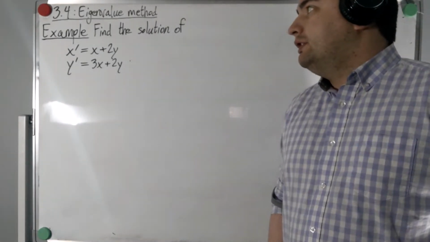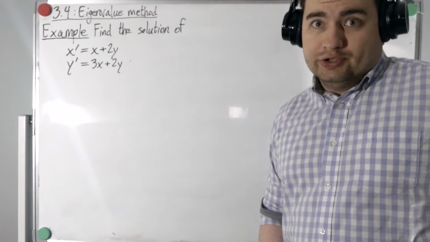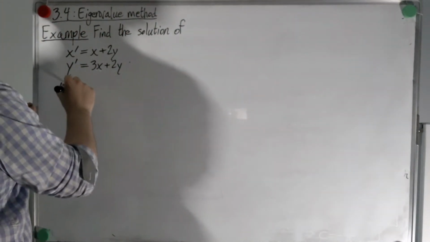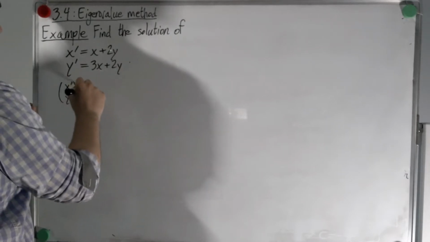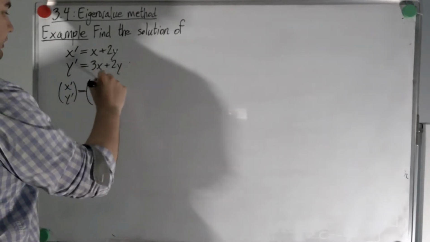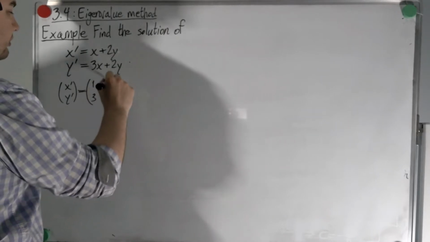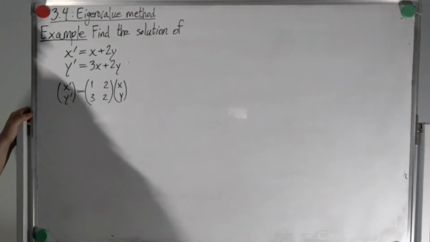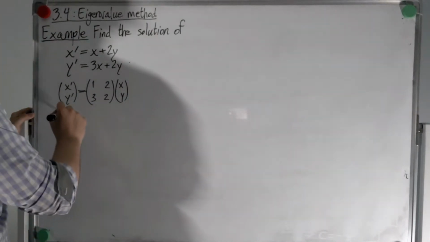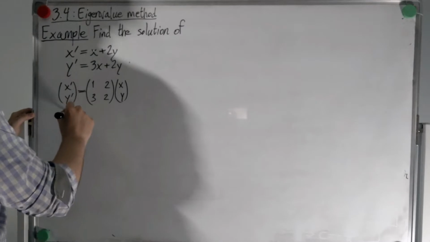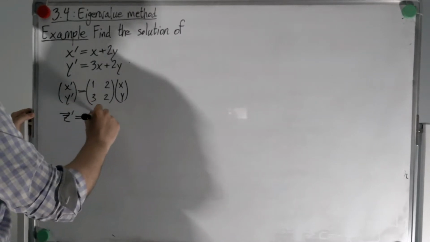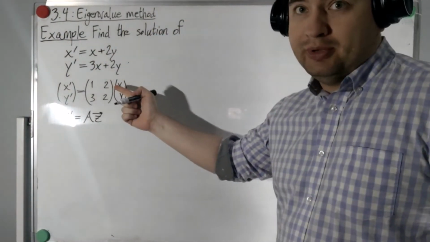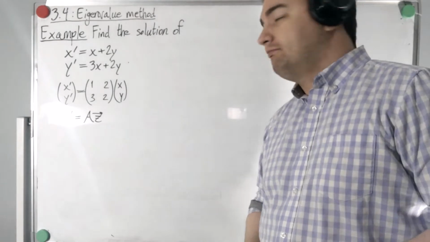Okay, so the first thing that we can do is rewrite this as a matrix equation. We can rewrite this as x prime, y prime equals 1, 2, 3, 2 times x, y. So that we'll refer to as z vector prime equals A times z vector, where A refers to this 2 by 2 matrix, 1, 2, 3, 2. Okay?